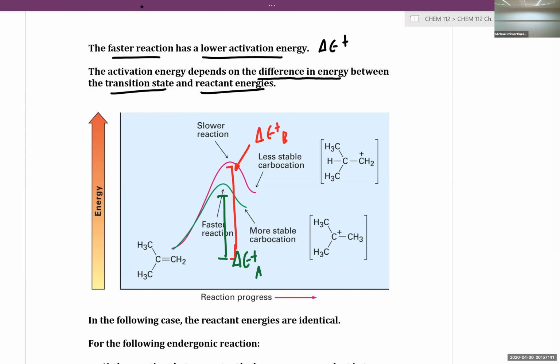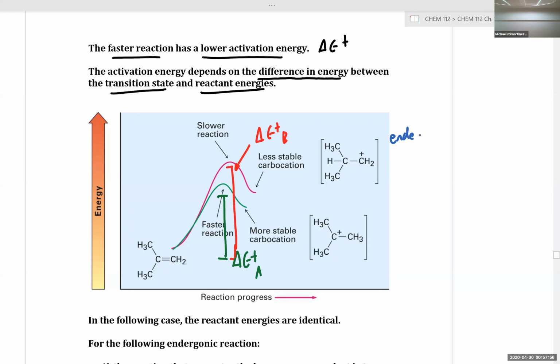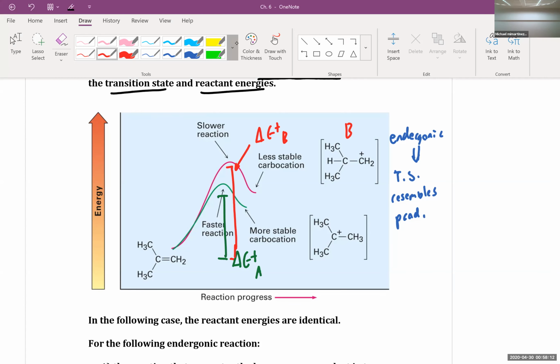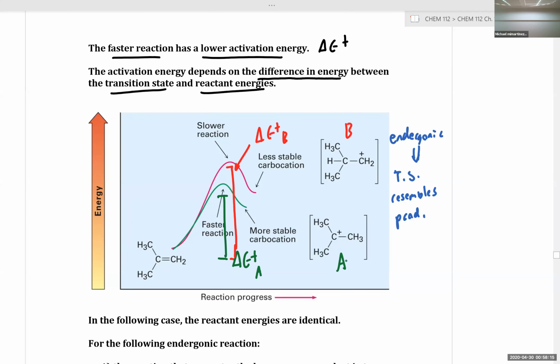Okay, now, looking at this reaction, is this reaction step exergonic or endergonic? So this first step, it's endergonic, okay? So endergonic, ergo our transition state resembles our products, okay? So we're gonna look at our products. So if we compare product B to product A, these are intermediates. These are the products from the first step. These are intermediates generated from the first step.